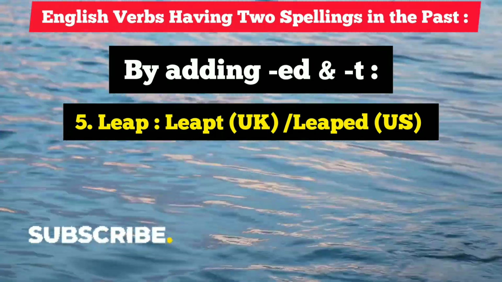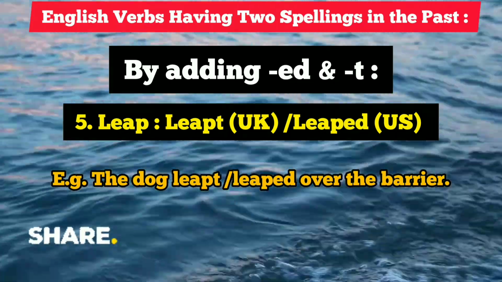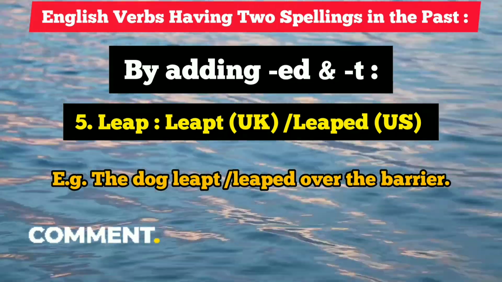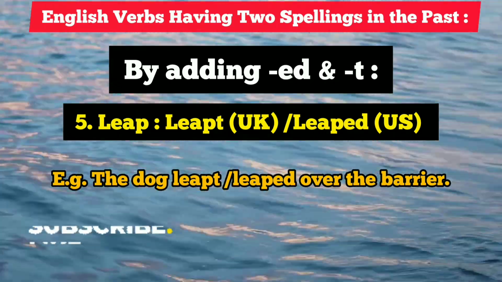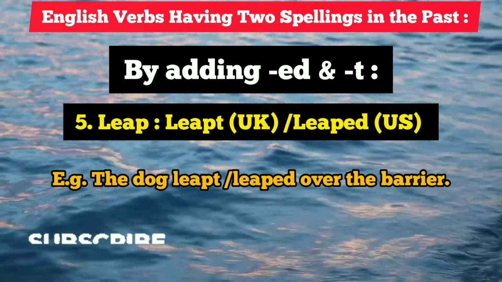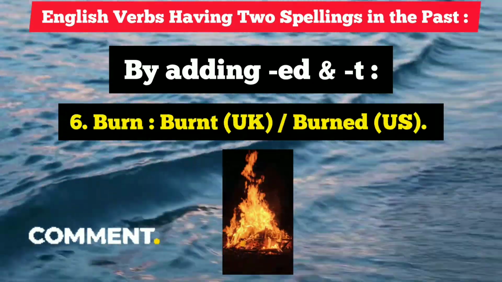So let me show you how to use it. The dog leapt over the barrier. We can also say the dog leaped over the barrier. Both we can use, leapt as well as leaped. Up next, we will dive into the next verb. The next verb having two spellings is burn.